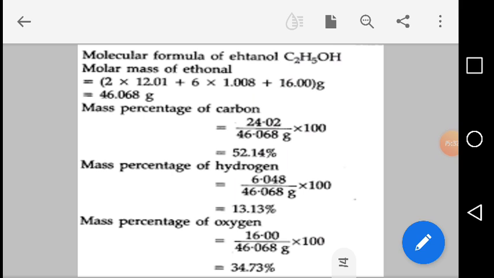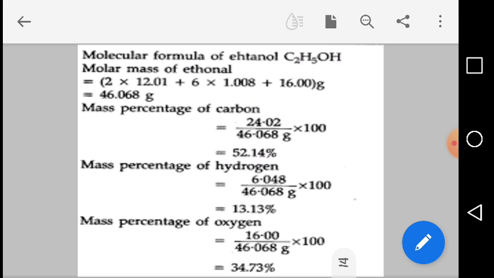Now we are going to find out the mass percentage of carbon. According to the formula, we have to put the mass of the carbon, which is 24.02, over the molar mass of ethanol, 46.068, into 100, and the mass percentage of carbon is 52.14%.